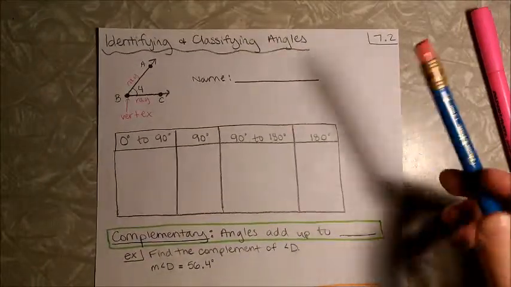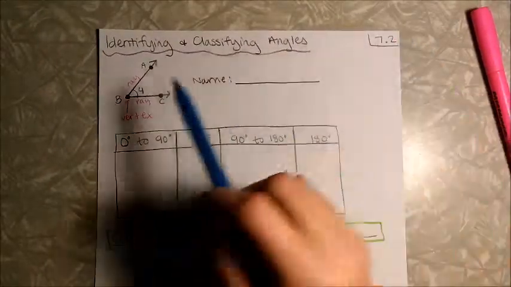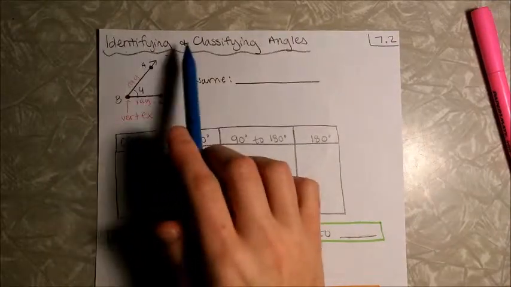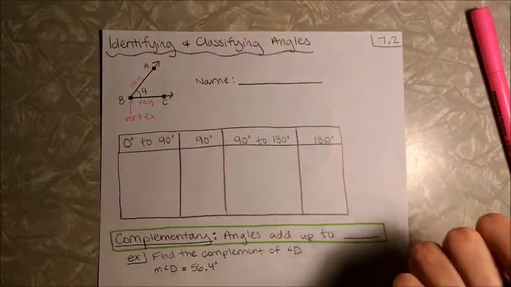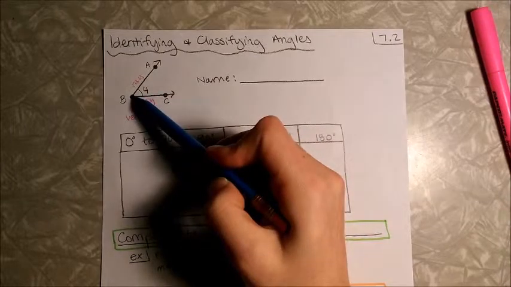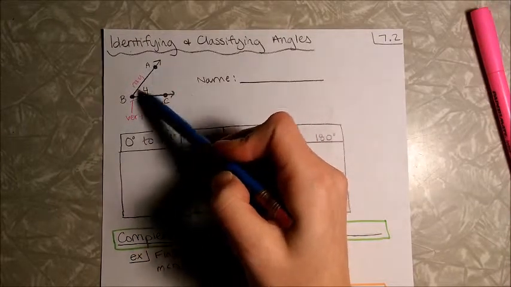Okay, so today we talked about section 7.2, which is covering identifying and classifying angles. We talked a lot about angles today. Let's get started by figuring out what an angle is. Sometimes that's tricky to label them.